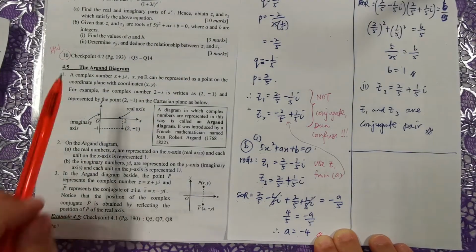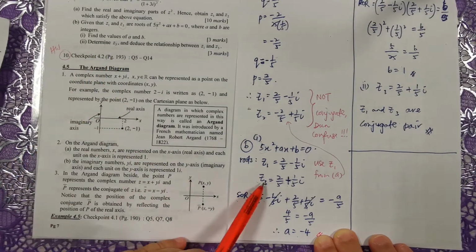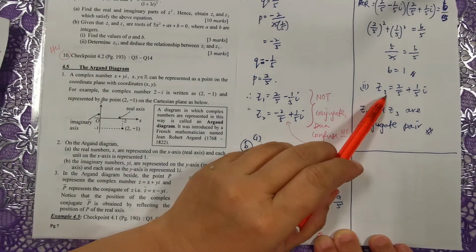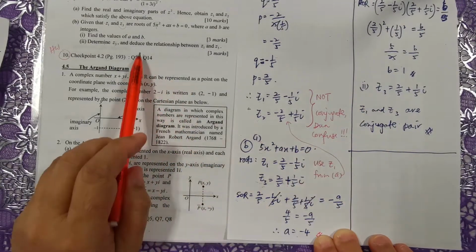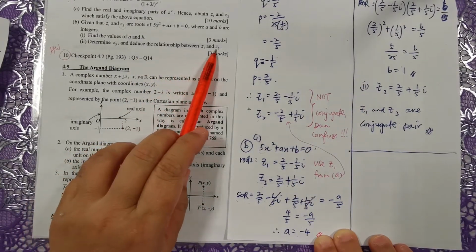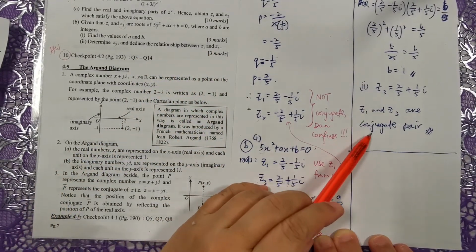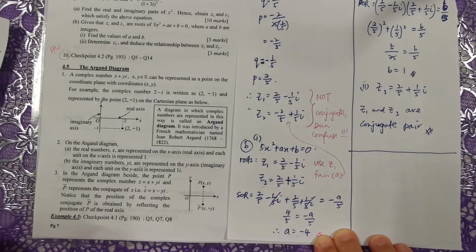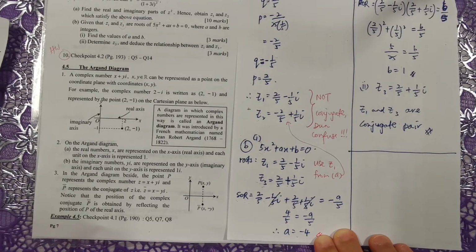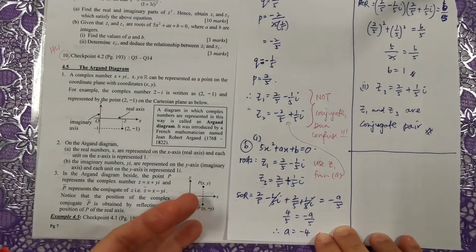Alright? Then next, determine Z3. So Z3 I already have, so just copy again, since they asked. And deduce the relationship between Z1 and Z3. So definitely they are conjugate pairs. Alright? It's not difficult, right? It's actually quite simple. Alright?